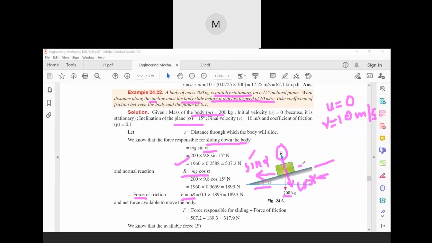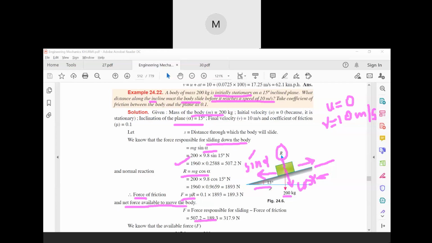So F is acting in the opposite direction of the motion of the body. Since the body is moving downwards, the frictional force is acting in the opposite direction of motion of the body. Now if the frictional force acts in the opposite direction of the motion, that means the sin alpha on this side and friction on this side, if you subtract these two, then you will get what? The net force that is available to move the body.